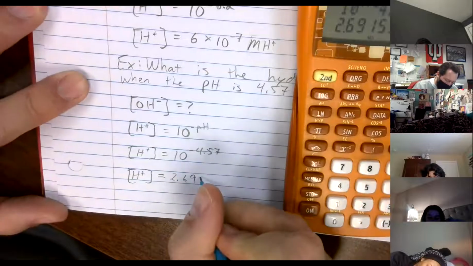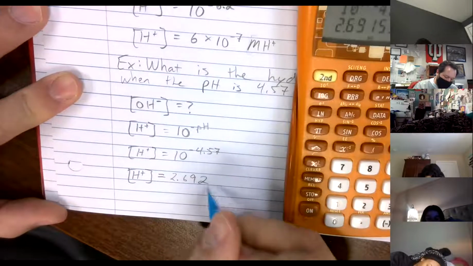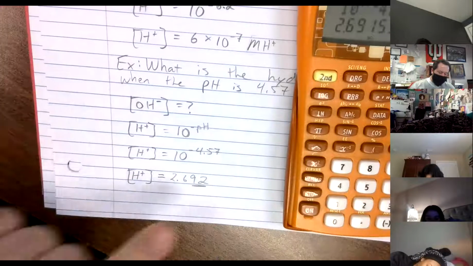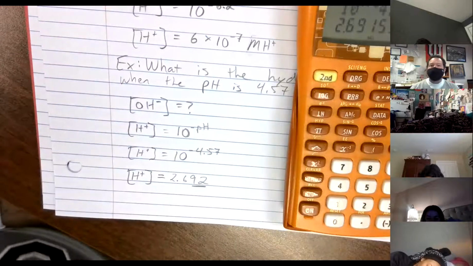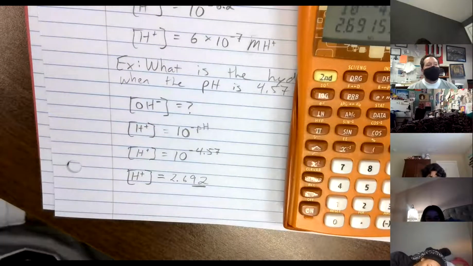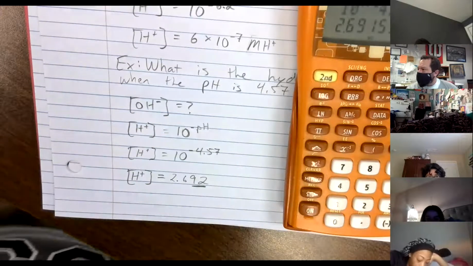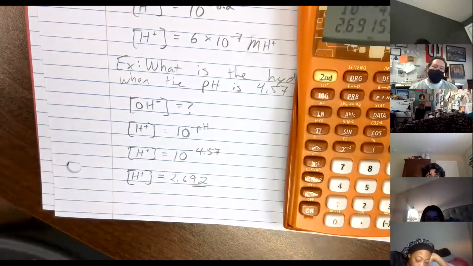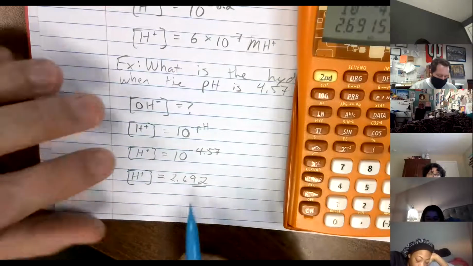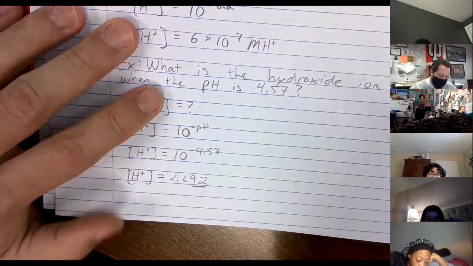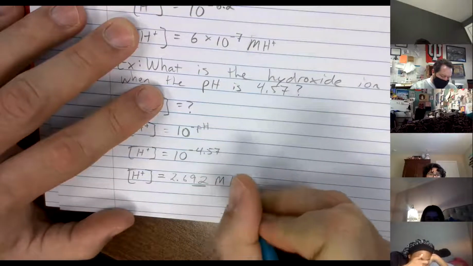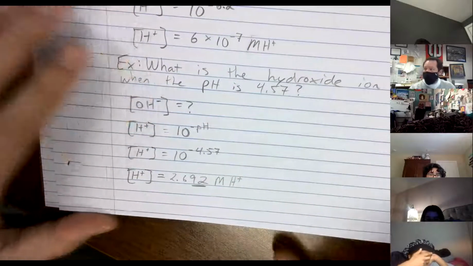Then I'm going to go 9, 2. That 5 after the 1 is enough to round up, but I'm going to underline them to show that they aren't significant. I want to keep them. I don't want to round them off just yet. I might have what we call round off error if I do, but I'm going to underline them to show that they are not significant. So there is my molarity of H plus.